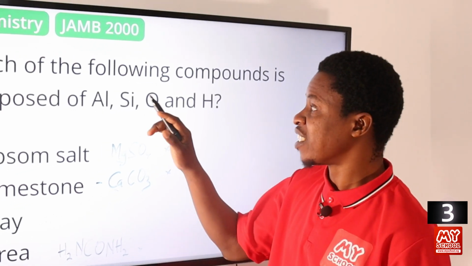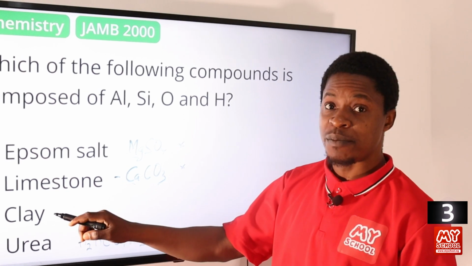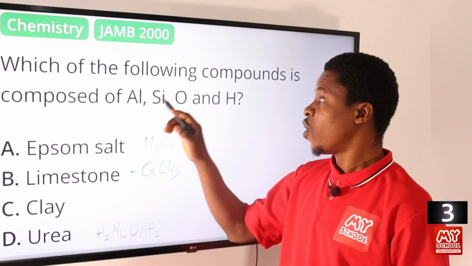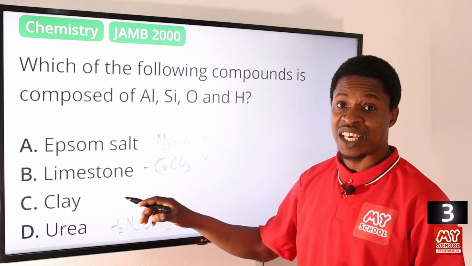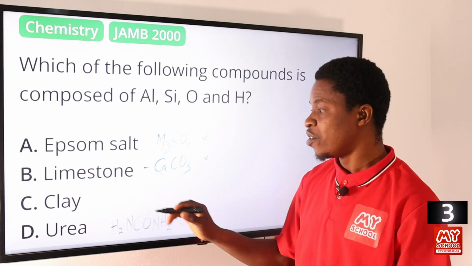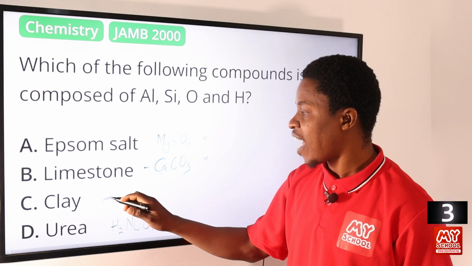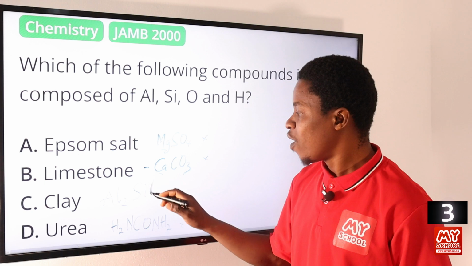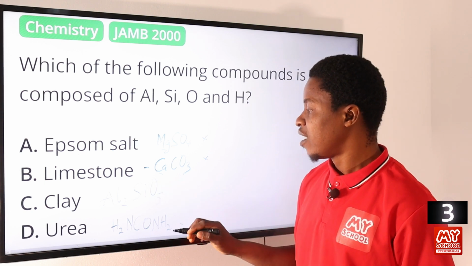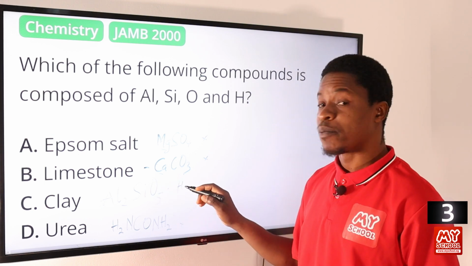So that should give you an indication that silicon will definitely be part of this. Oxygen will be part of this. Aluminum is part. This is actually aluminum silicon. That is what we call clay, aluminum silicon. So it has the formula Al2SiO5. Then we can have molecules of water present in it.